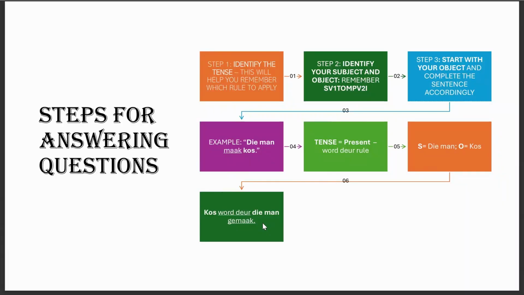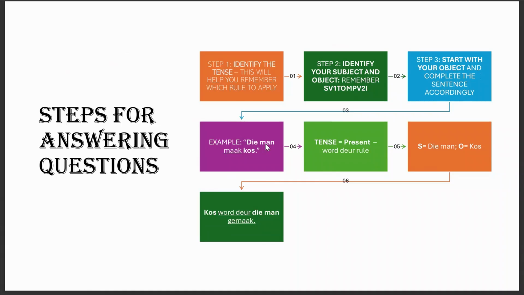Okay, so let me revise these steps again. Step 1, identify the tense. And if you've learned your rules properly, you will know once you've identified the tense which rule must be applied for that tense. So identify the tense, identify the rule. Those two must happen at the same time. Then you identify the subject and the object. Then you start with your object and complete the sentence because you now know the rule.